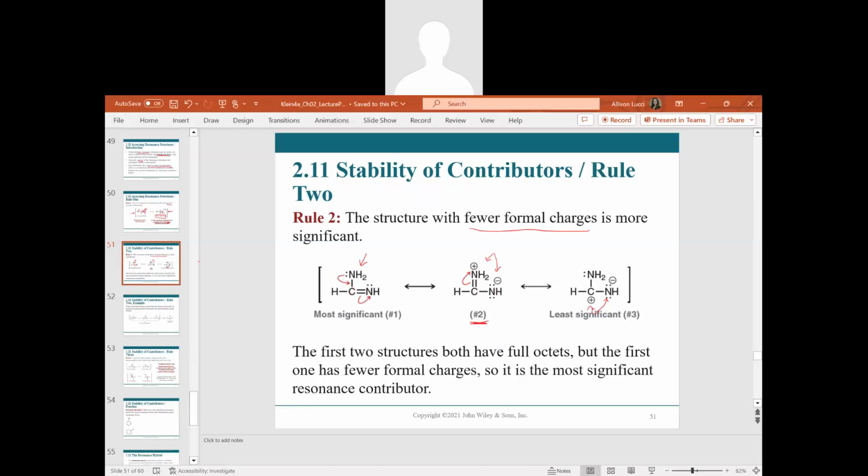Resonance structure 2 is more significant than resonance structure 3 because in resonance structure 3, there's not a full octet on that carbon. But in this carbon over here, we still have a positive and negative formal charge overall in the molecule, but the carbon has a full octet in this case. So we would rank them 1, 2, and 3 in this manner.